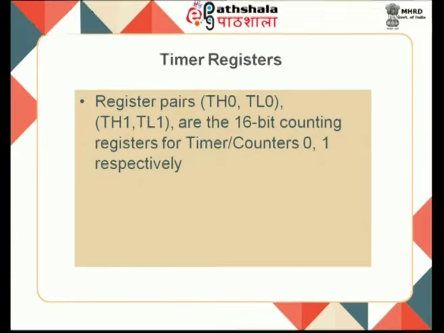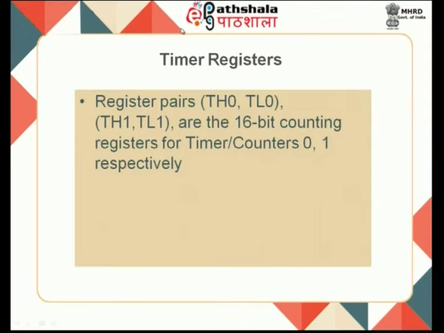something like 2 registers combined together, TH0 and TL0 combined together. This is a timer register where TH0 and TL0 combine together to make timer 0, and TH1 and TL1 combine together to make timer 1. So, these are 16-bit counting registers for your timer, or they can be used as a counter. So, we have either 2 timers or 2 counters using these 2 sets of registers.